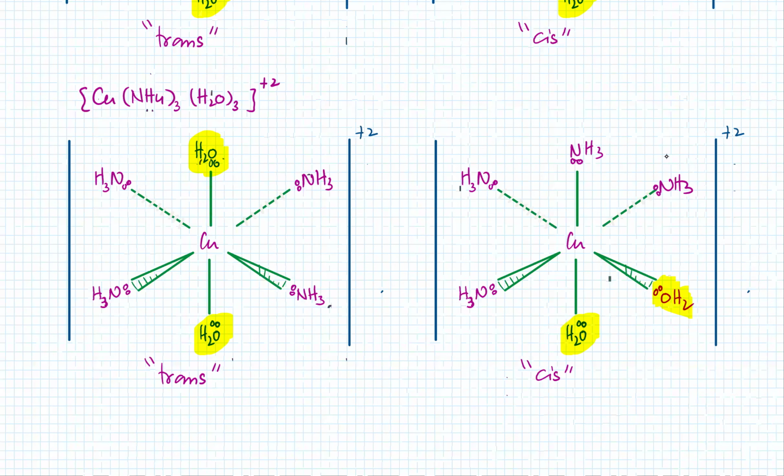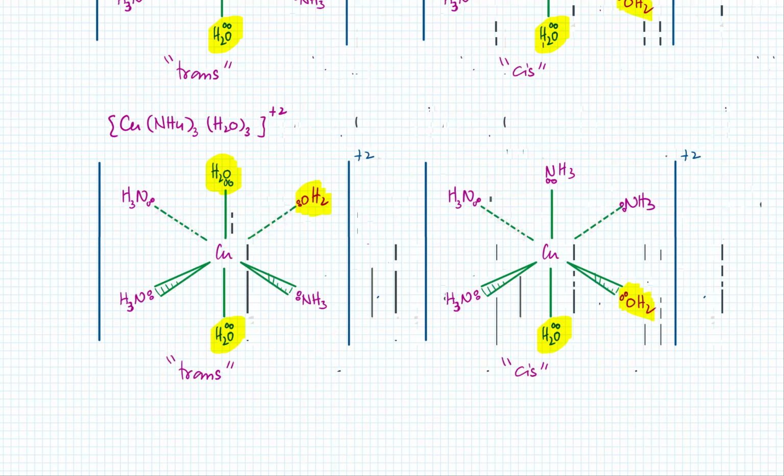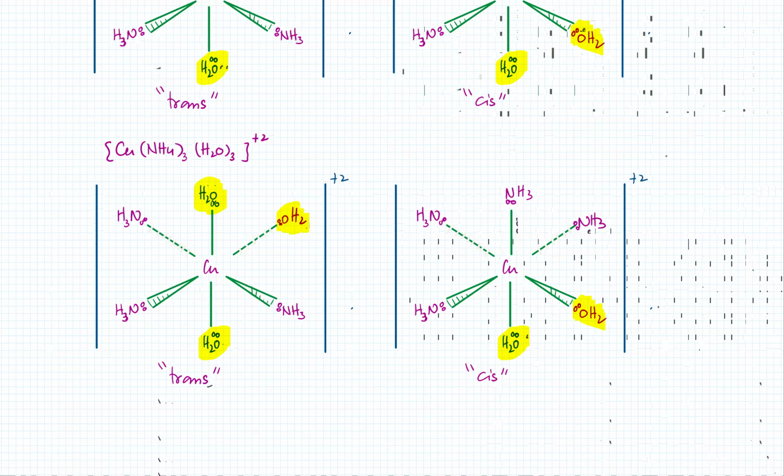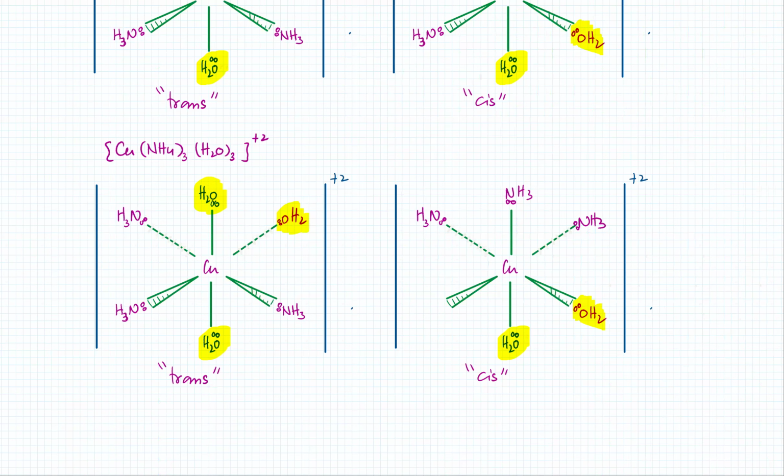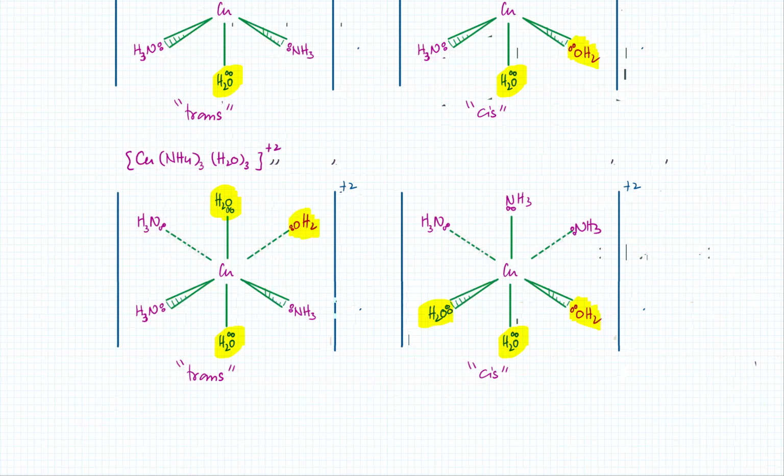So if you have three NH3s and three water molecules, this is one. On this spot I'm going to have a water molecule. So three water, three NH3s, right? Or there could be another version, and let me draw the second version. So I'm putting the water molecule on this side. So there are two different arrangements.